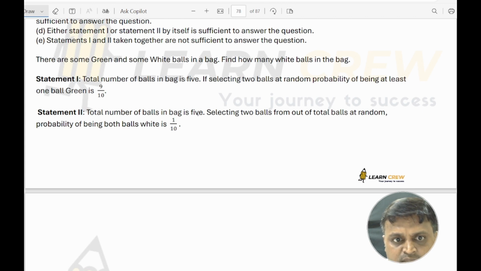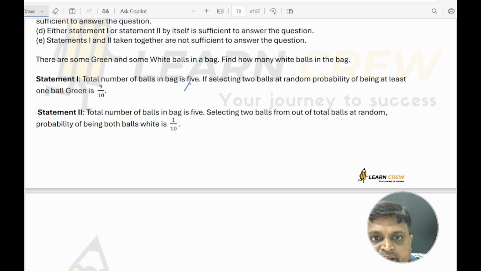Next. 5 questions are based on data sufficiency. Total number of balls: see, there are some green balls and some white balls in the bag. Find how many white balls are there in the bag. So if you see here, the total number of balls in the bag is 5.